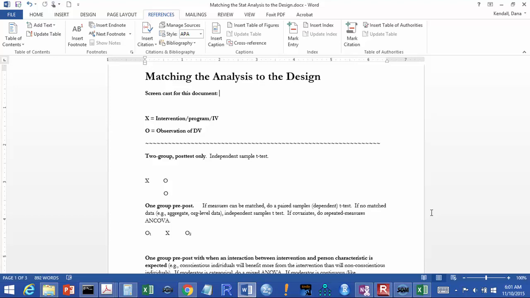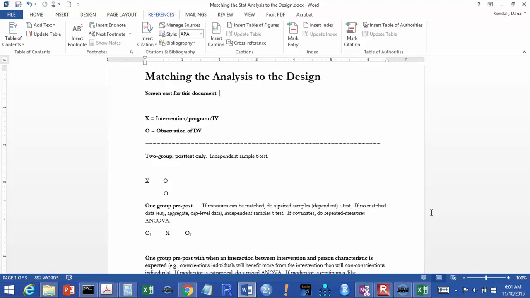So I'm going to go through each of these and talk about the different stat techniques and give you some tips, hopefully that will help you when you are putting together your own design and describing in the final project how to analyze it.